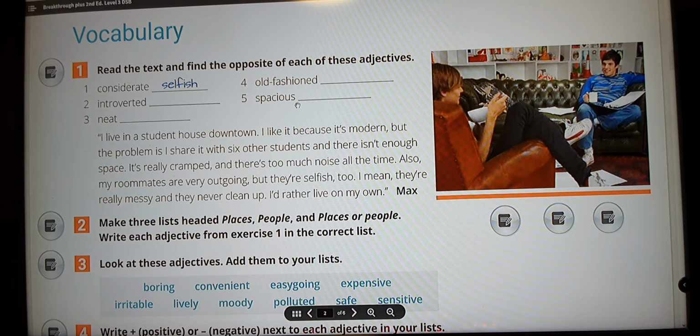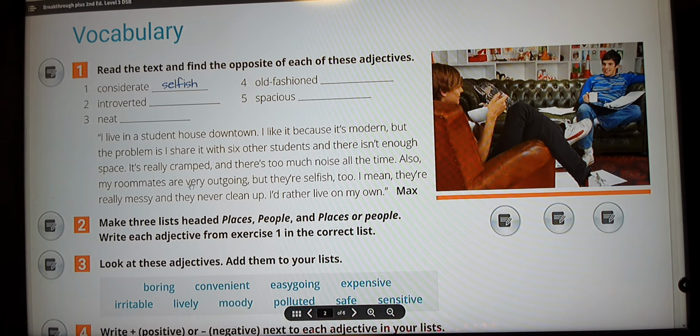Spacious. Lots of space. Not enough space. Not enough space means it's cramped. So the opposite of spacious is cramped. And there's too much noise all the time. Too much noise. More noise than the student wants.